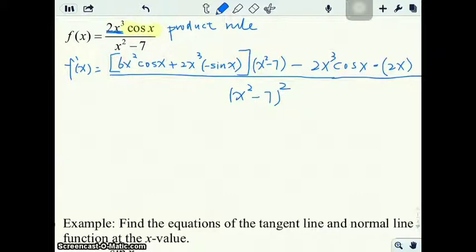This is part 1 of the quotient rule. Later on, we're going to talk about how to apply it to different kinds of word problems.